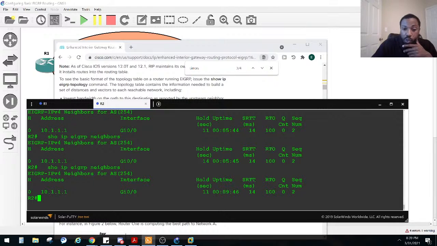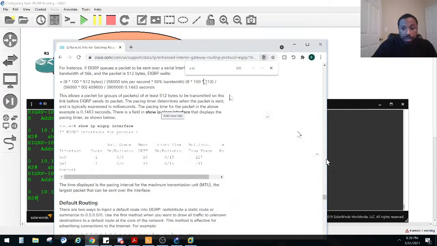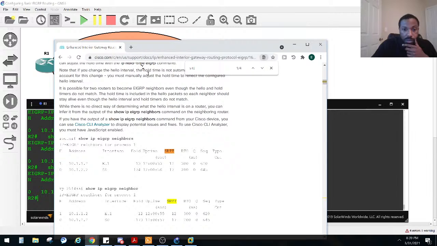This, I believe, is short round trip time. I can't remember what that stood for. Let's look that up too. SRT. Nope. Is it SRTT? SRTT, which is the smooth round trip time. It doesn't even say.